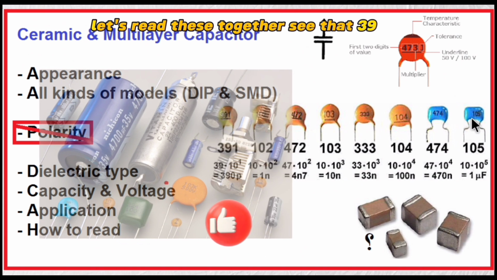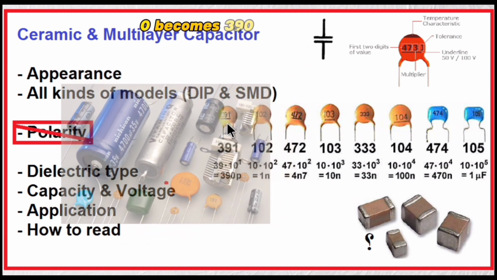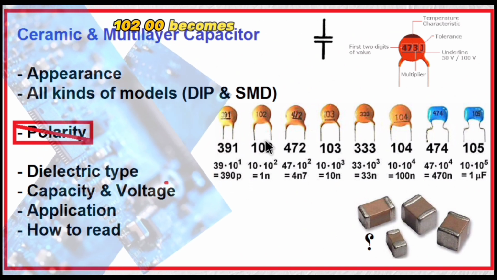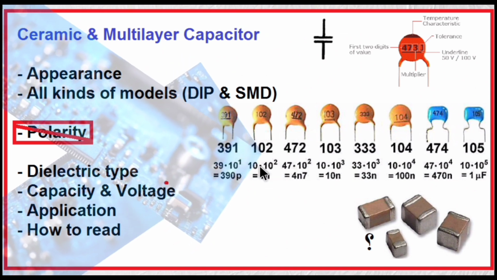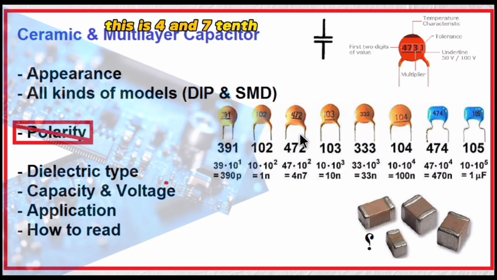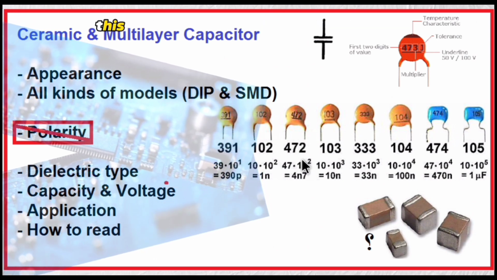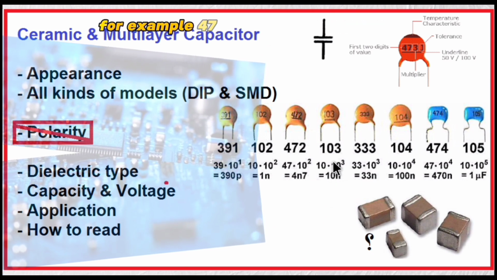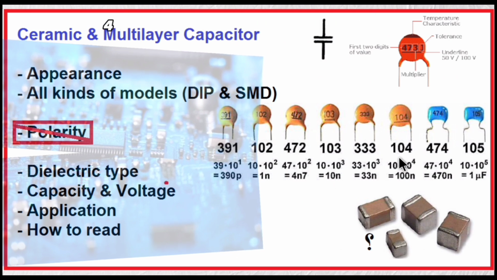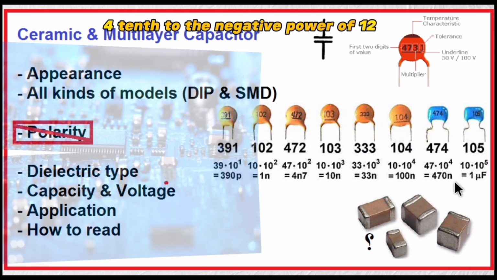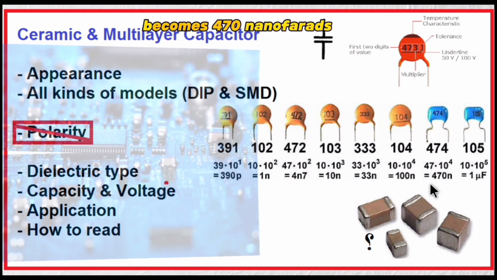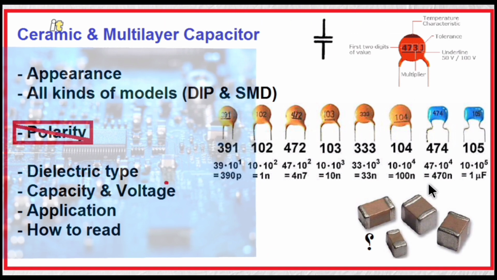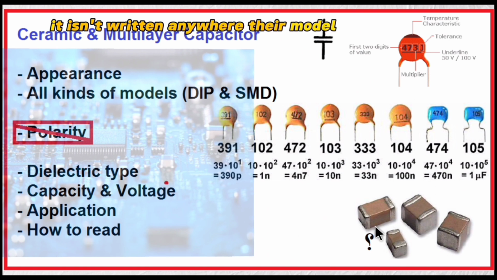See that, 391 becomes 390 picofarad. 102 becomes 1000 picofarad. This is 4.7 nanofarad. This is 10 nanofarads in the same way. For example, 474, that is 47 times 10 to the power of 4, times 10 to the negative power of 12, becomes 470 nanofarads, or for example, 4700ths of a microfarad. It isn't written anywhere on their model in this same.